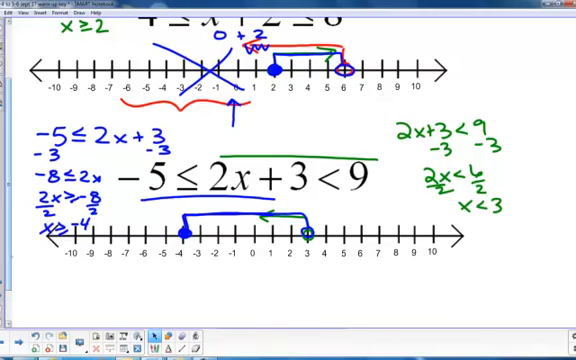And again, this is your answer. The external ones don't work. If you want to check, we could check 10. So 2 times 10 is 20, plus 3 is 23. 23 is not less than 9. That's how we know this stuff does not work.